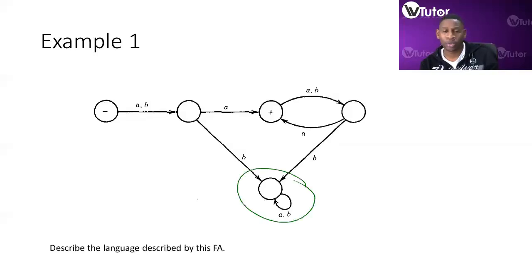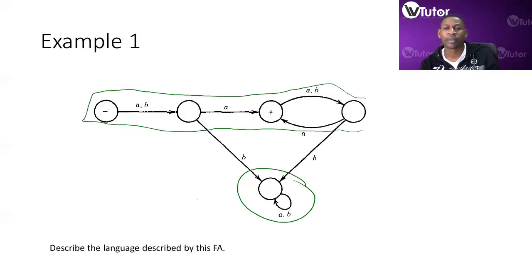So this is a looping state. Right, so what we're focusing on is this over here. Now, if we look at it, the only way to get to the final state is with an A, so it's always ending with an A.